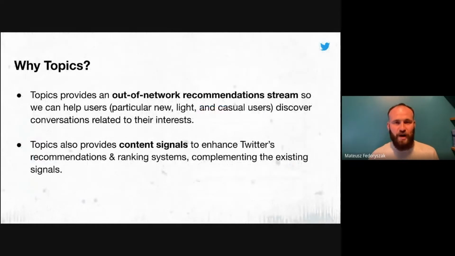So that was primary goal of starting this project, but you can imagine that's not the only use case for topical information. So for example, in recommender system, we can use topical signals as well to improve our systems, to complement existing signals that we are using.